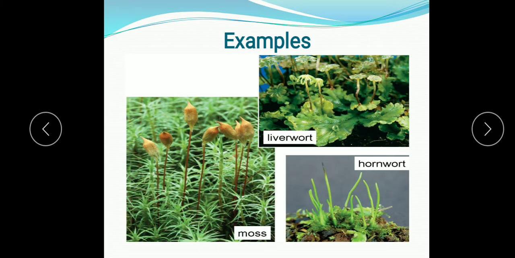Some examples are liverworts, mosses and hornworts. Examples of liverworts are Riccia and Marchantia. Here you are seeing Marchantia, a kind of liverwort. And among mosses there are Funaria, Polytrichum and Sphagnum. They are all mosses. So these are the examples of the bryophytes.